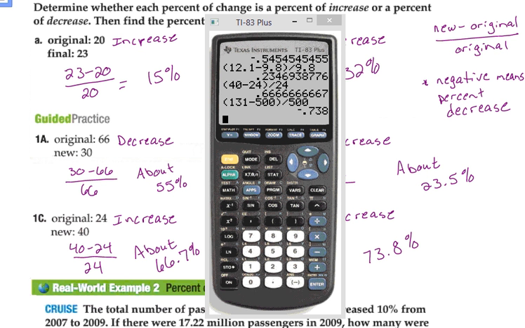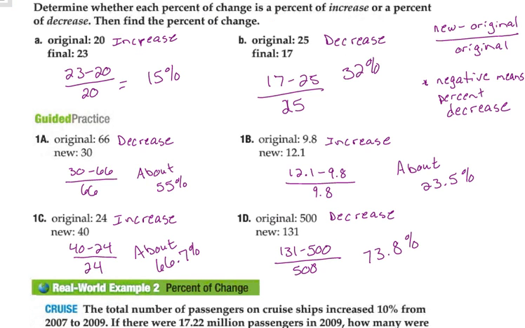Okay, these are a little bit different because the answers don't come out quite as nice. So when we get crazy decimals like this, remember we have to move that decimal point 2 places to the right. So it doesn't come out perfectly. On this one, we could have said about 55% or about 54.5%. This one about 23.5%, about 66.7%, and this one comes out as an even 73.8%. Okay, so when in doubt, use that about to kind of save yourself. All right, moving on.